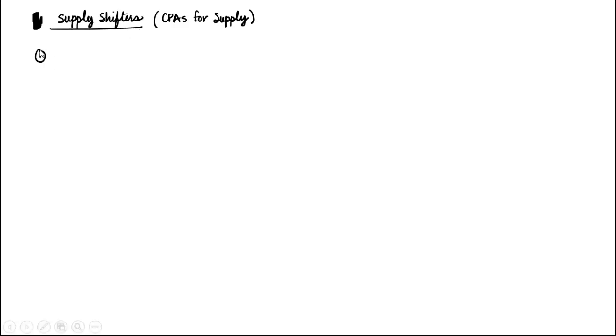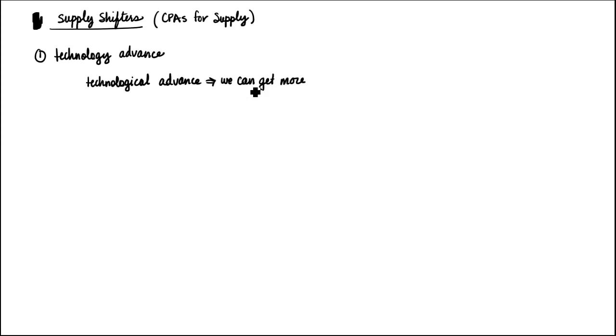So the first one is easy. We have technology. And specifically, we have a technological advance. Because, right, no one has a technological retreat voluntarily. So if we have a technological advance, then what that says is that we can get more out of our resources than we could before. That's what technology does for us.